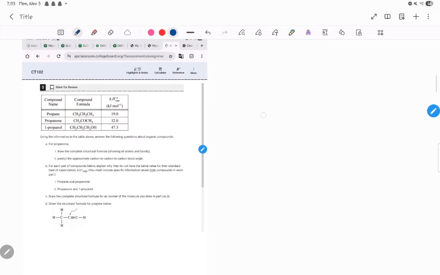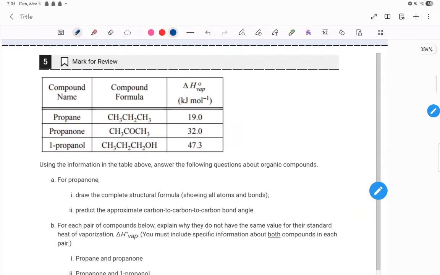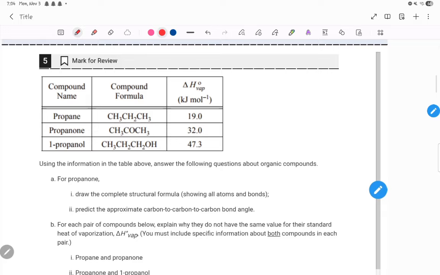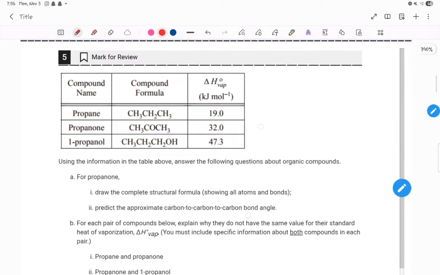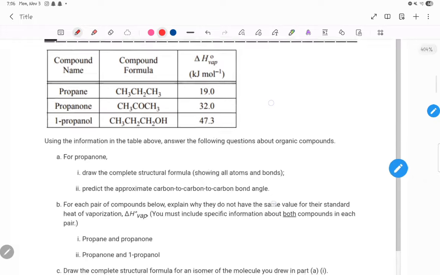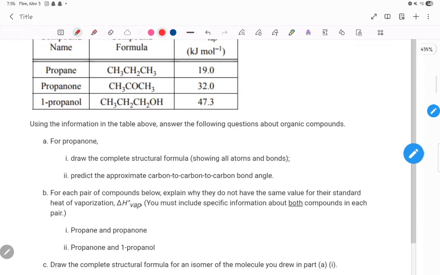Now we'll move on to question number 5. What does it say in question number 5? It says compound name, compound formula, and delta H. Propane, CH3CH2CH3, 19. Propanone, CH3COCH3, 32. And propanol, CH3CH2CH2OH, and that's 47.3. Now, using the information in the table above, answer the following questions about organic compounds.